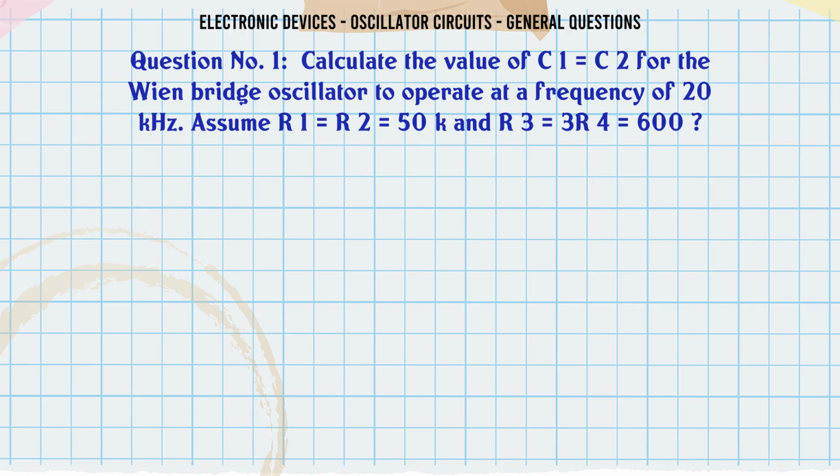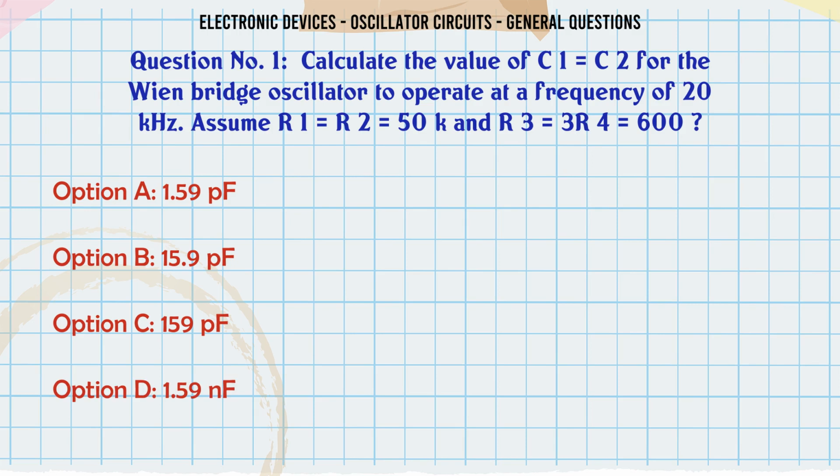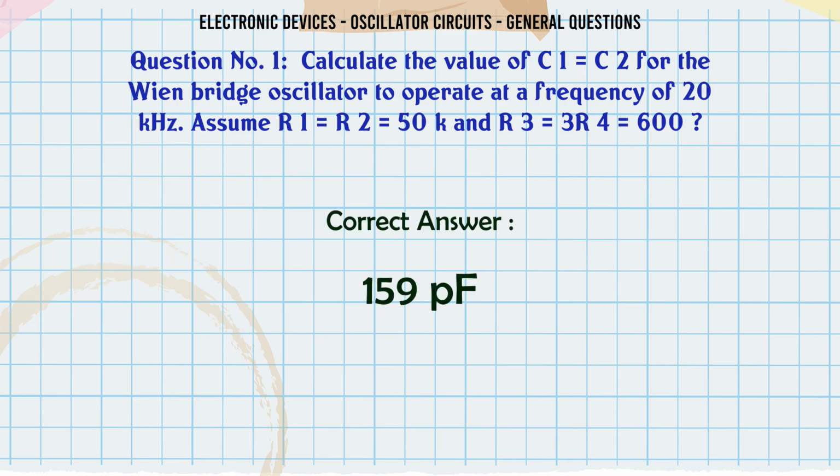Calculate the value of C1-C2 for the Wien bridge oscillator to operate at a frequency of 20 kHz. Assume R1, R2 50k and R3, R4 600. A: 1.59 pF. B: 15.9 pF. C: 159 pF. D: 1.59 nF. The correct answer is 159 pF.